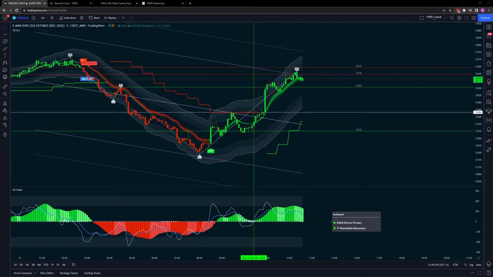Yeah, as long as it's on TradingView, it works with bonds. If there are some bonds on TradingView, it'll work with those as well.